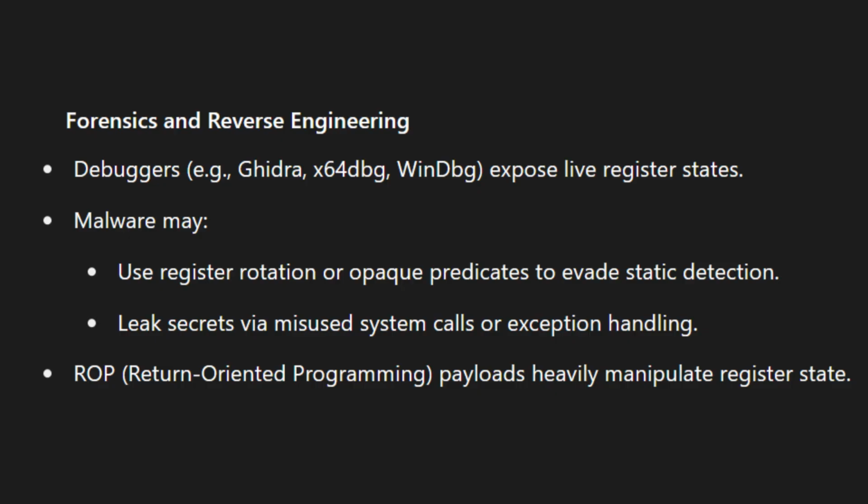And for forensics and reverse engineering, you have debuggers that expose those live register states. Malware might use register rotation or opaque predicates to evade static detection, and malware might leak secrets via misused system calls or exception handling. And ROP, return-oriented programming payloads, do heavily manipulate register state.